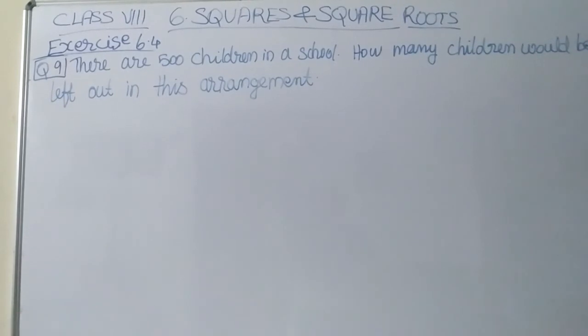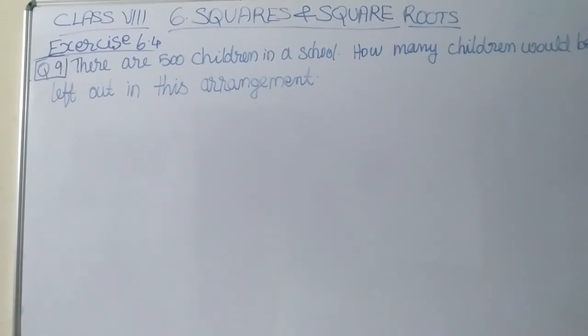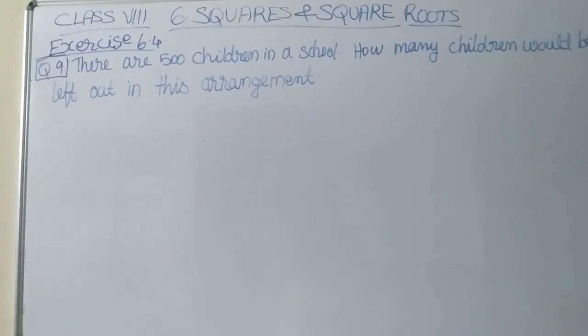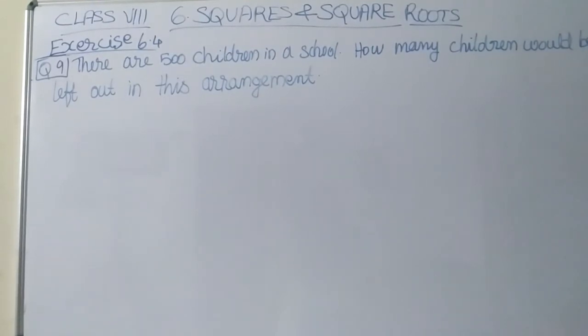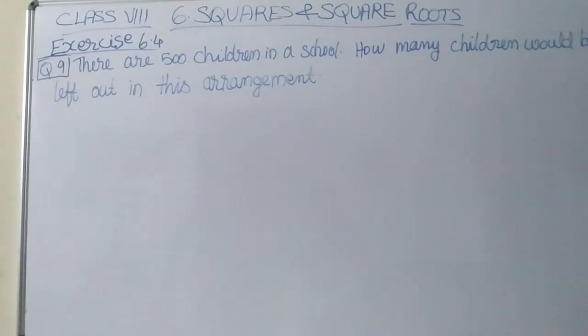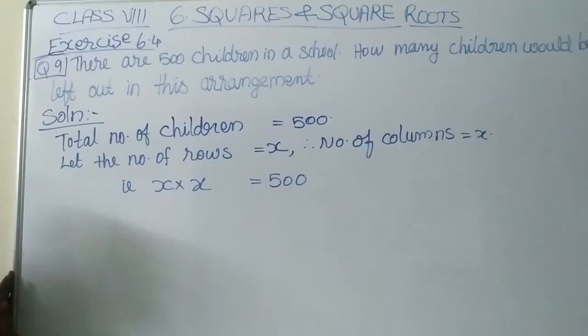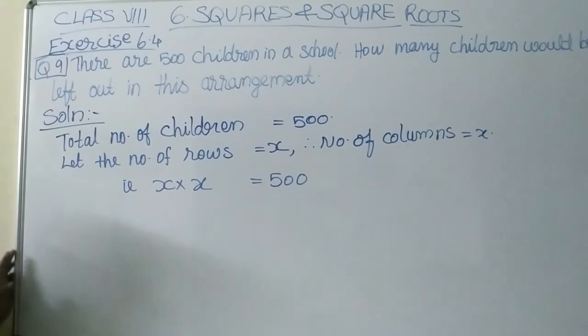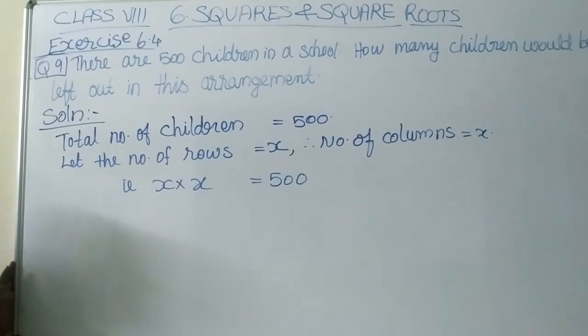Next is exercise 6.4, question number 9. There are 500 children in a school. For a PT drill, they have to stand in such a manner that the number of rows is equal to the number of columns. How many children would be left out in this arrangement? Let's solve. Given total number of children equal to 500, and the children are arranged in such a way that number of rows equals number of columns.